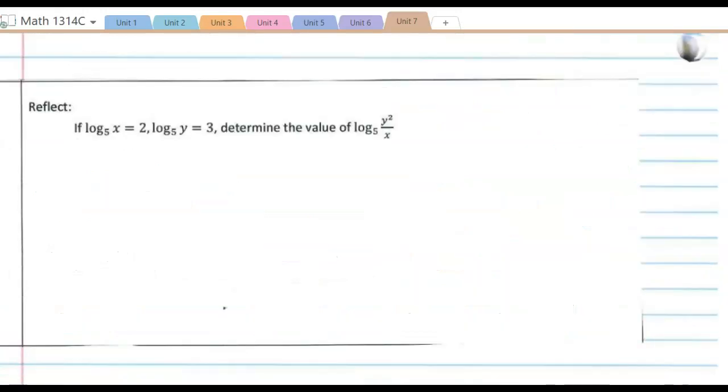Now let's turn our attention to the reflect for the page. After the lecture videos, you should be able to determine the value of the log of base 5 of y squared over x if we know the log of base 5 of x and the log of base 5 of y. And that concludes this video.